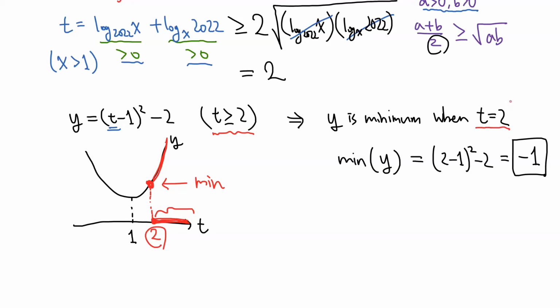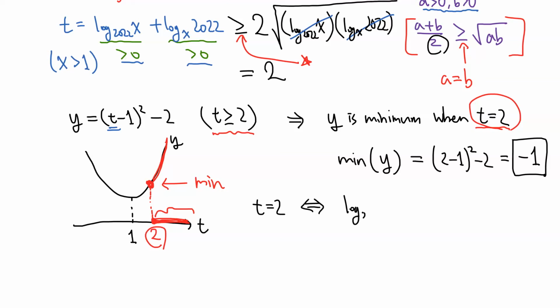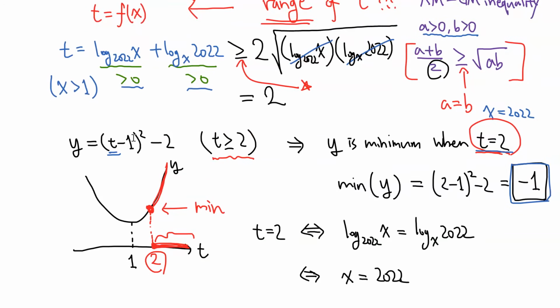And when t equals 2, what is the value of x? Well, t equals 2 means that this equality holds, and from our AM-GM inequality, the equality only holds when a equals b. So this equality condition means that log base 2022 of x equals log base x of 2022, which means that x equals 2022. So the function has a minimum value at x equals 2022, and the minimum value is minus 1.